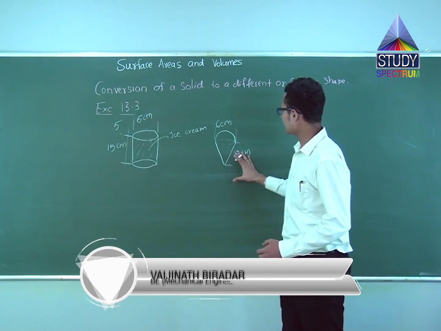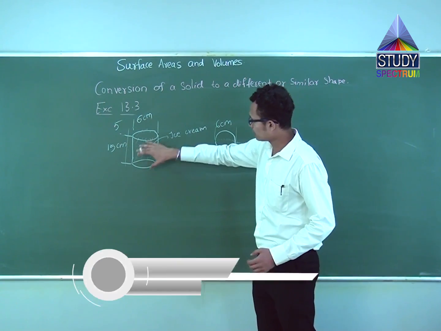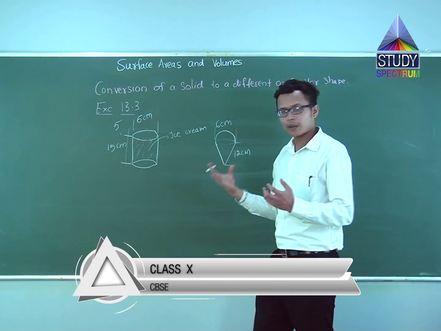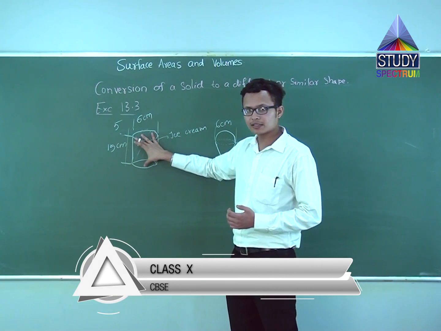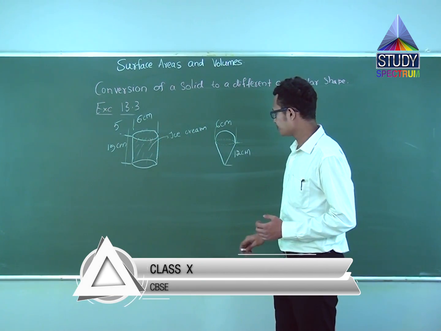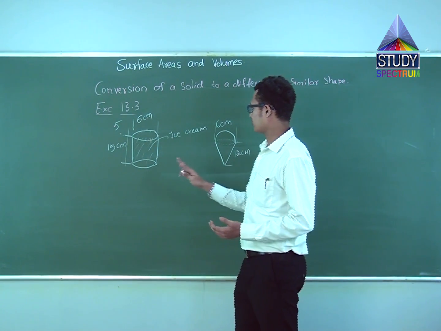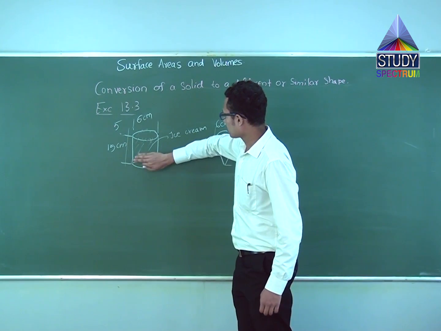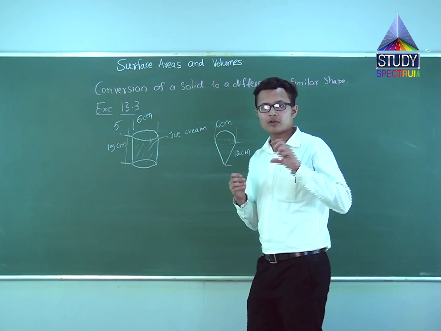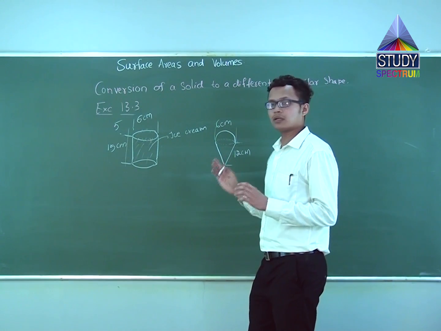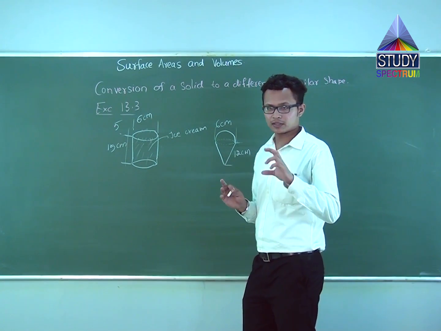Now the question is, how many such ice creams can we have by using the whole amount of ice cream that is present in this container? So, again, the law of conservation of volume. What does it state? If you have conversion of one form of the shape to another form, but with the volume remaining the same.